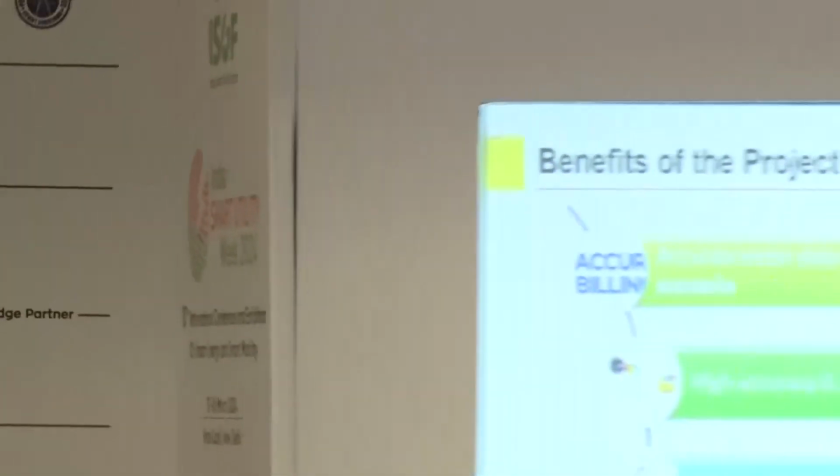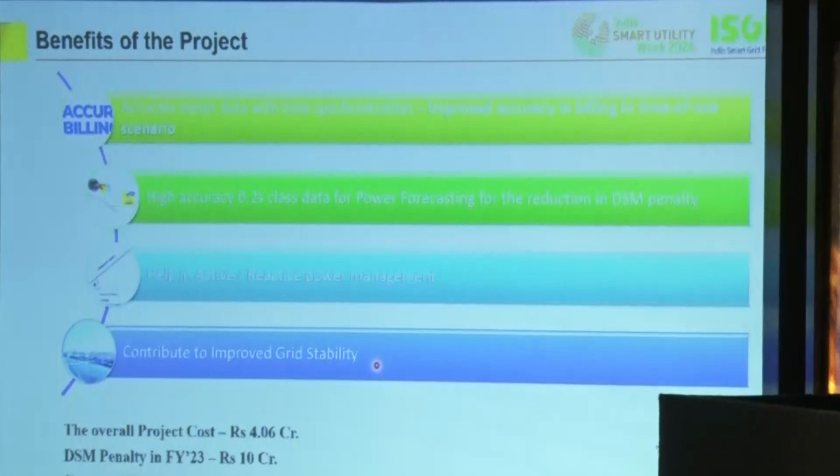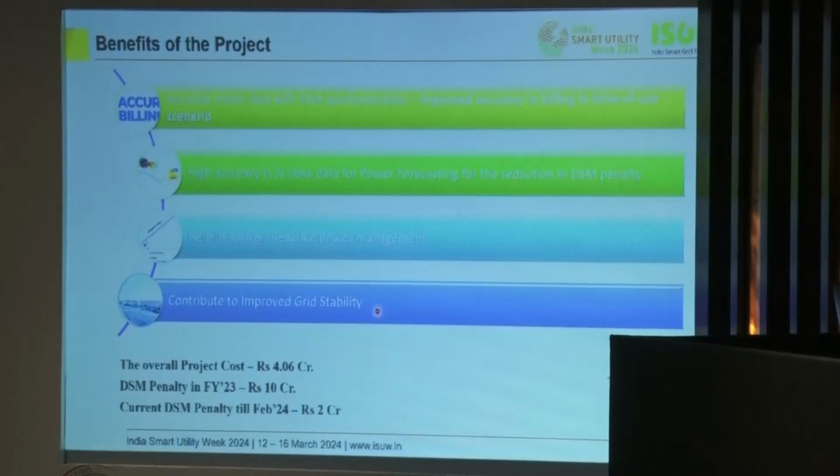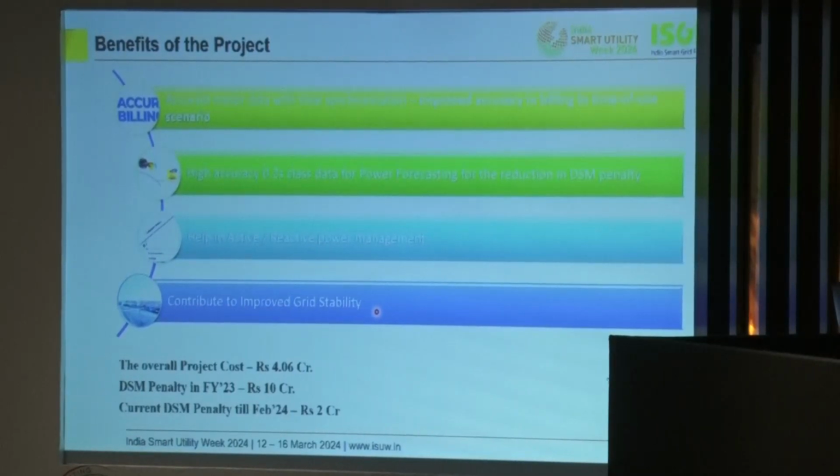Benefits of the project: accurate meter data with time synchronization. It is very pertinent to mention that when we approach the time-of-use billing scenario, these ABT meters will play a crucial role, because you need time synchronization on a real-time basis, which the previous meters were lacking. High accuracy 0.2s class data for power forecasting, because up till now most utilities are dependent on relays, BCPU, Bay Control and Protection Units, and conventional multifunction meters, which do not support 0.2s class data.